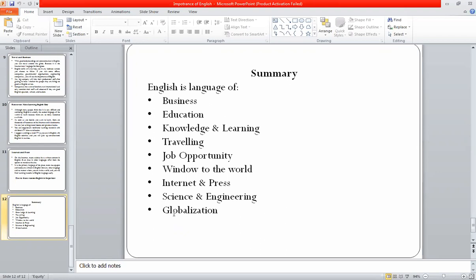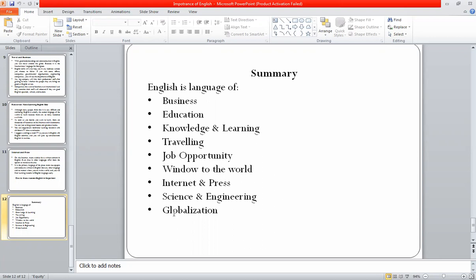Then it is the language of education. All of you know that we are taking education, learning educational material from KG to PG. From KG to PG, we are learning it and using it by accessing this language. So it is the language of education.